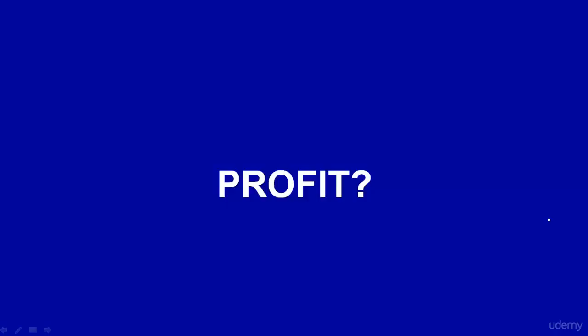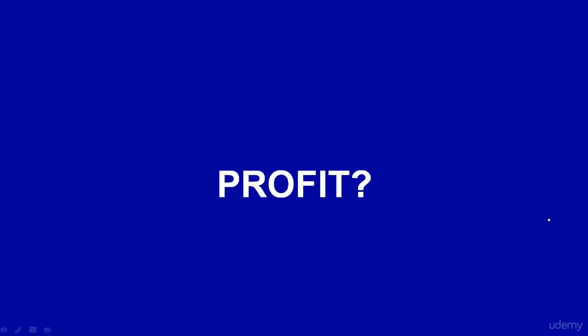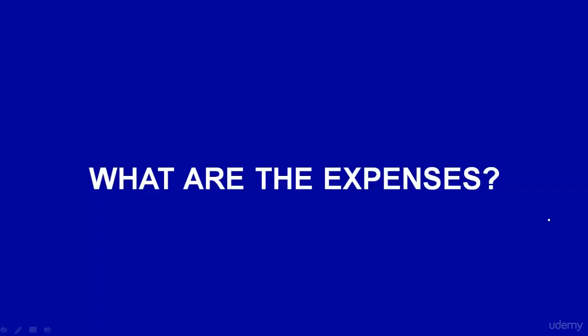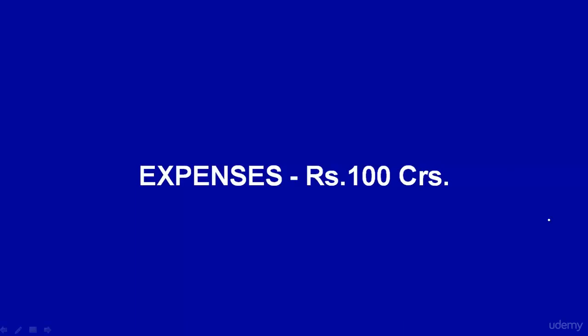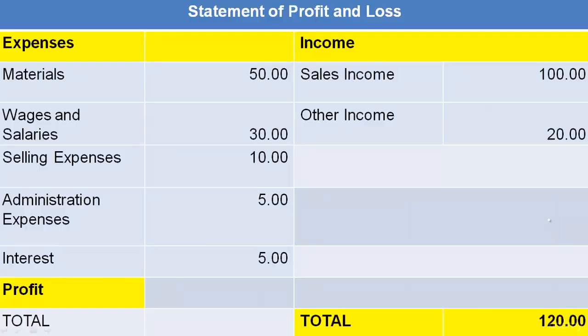So now what is the profit? You have income of 120, expense of so much. Let's see. Look at the total income. It's 100 plus 20, so it's 120. What are the expenses? We have various expenses: material, wages, selling, admin, interest. Fine. And the total of expense is 100 crores. So what is the profit now? Look at here, profit is 20 crore. That is income of 120, expense of 100, and profit is 20. And the total here is 120.